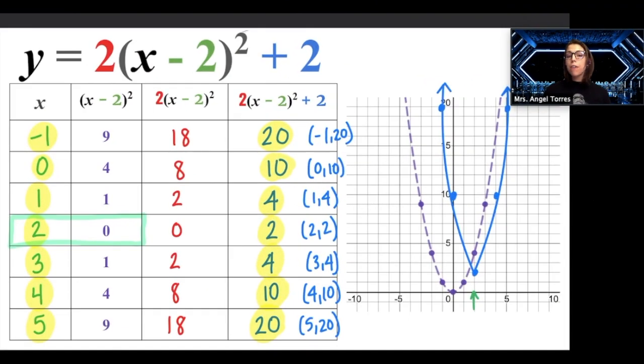So here is the final graph. After everything that we've done, we can say that this graph was stretched by a factor of 2. It was shifted up 2 units, and it was shifted to the right 2 units from the original parent function.